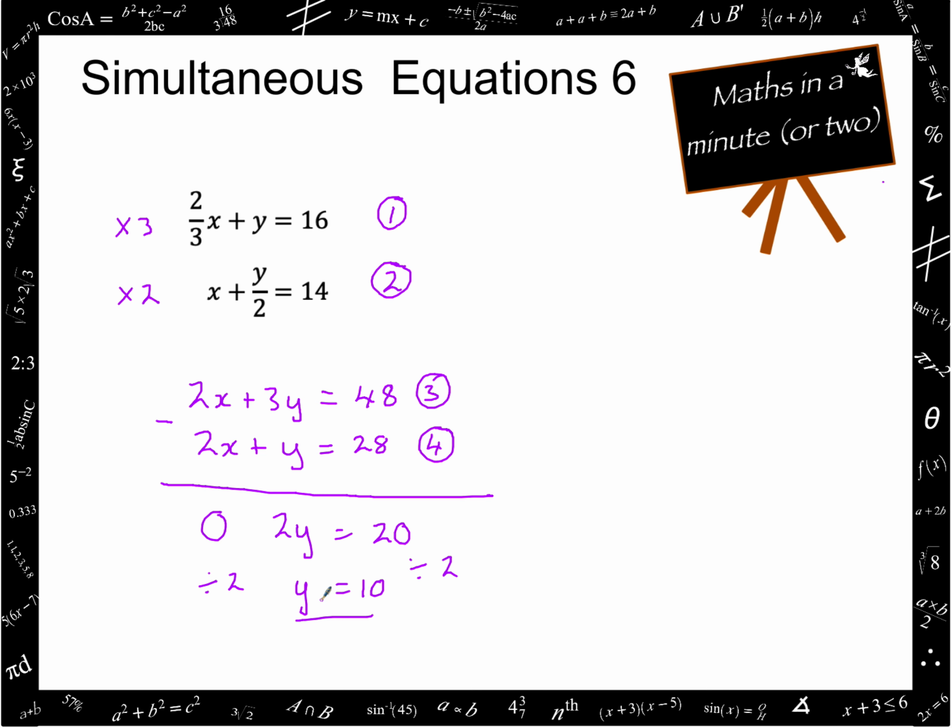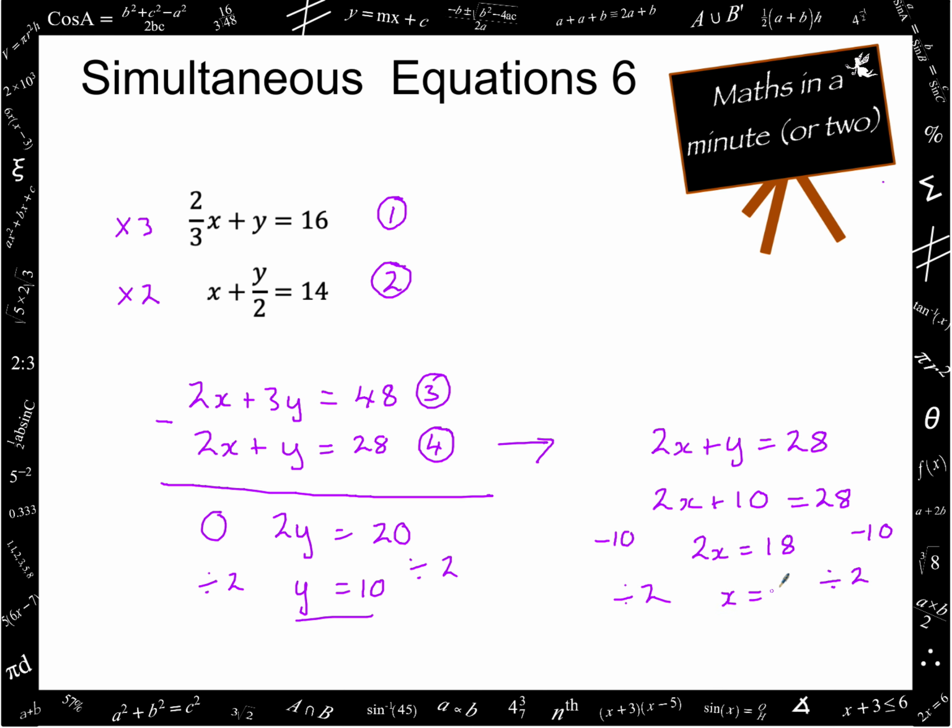Now we're going to put the y equals 10 back in. It's probably better in this case to not use one of the top two, because then you can avoid using those fractions. Maybe I'm going to put it into equation 4. So 2x plus y equals 28. You can put it into any one that you like. It will work whichever way you do it. So if y equals 10, that's going to be 2x plus 10, replacing the y with a 10, equals 28. Subtract 10 from both sides and we have 2x equals 18. Divide both sides by 2 and we end up with x equals 9.